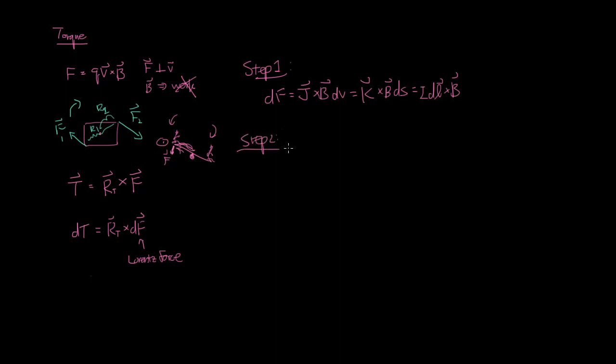Next, we find an expression for the r vector, the vector that represents from the point of rotation, the axis of rotation, to the point where the force is. So first of all, we find r, which is from the origin to the current location.